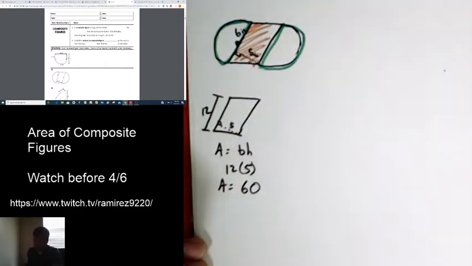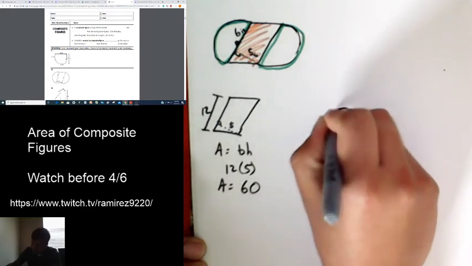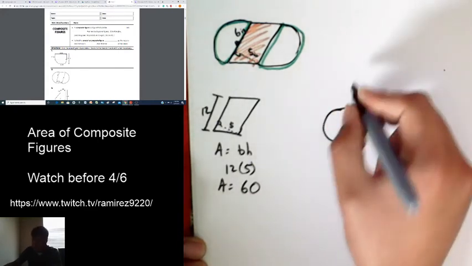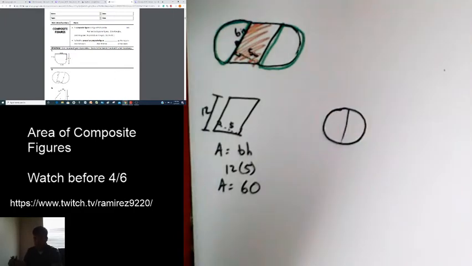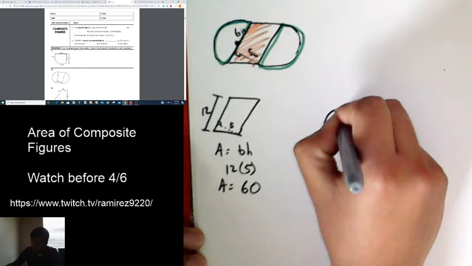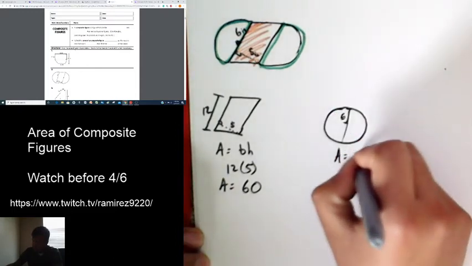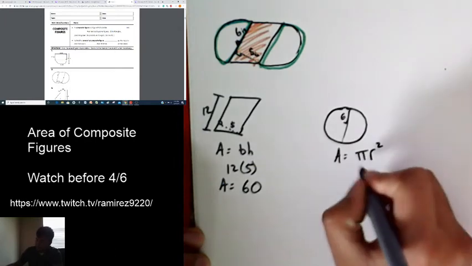For the semicircle, or again, you could think of it as just a complete circle, right? Because there's the two halves, they make a 1. The radius is 6. And to find the area of a circle, it's just pi radius squared. So it's just pi 6 squared.